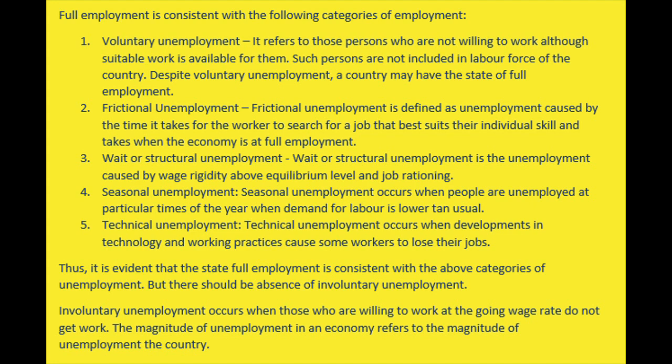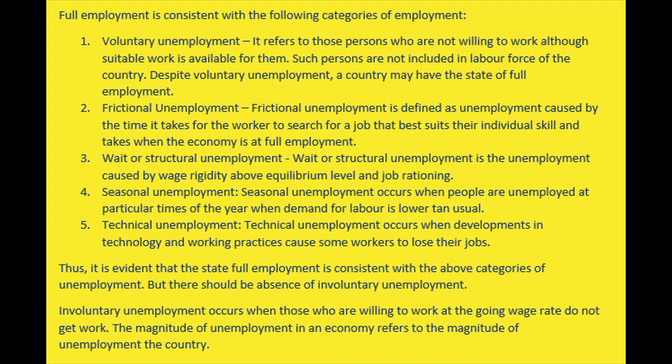Fourth is seasonal unemployment. Seasonal unemployment occurs when people are unemployed at a particular time of the year when demand for labor is lower than usual. Fifth is technical unemployment. Technical unemployment occurs when development in technology and working practices causes some workers to lose their jobs.